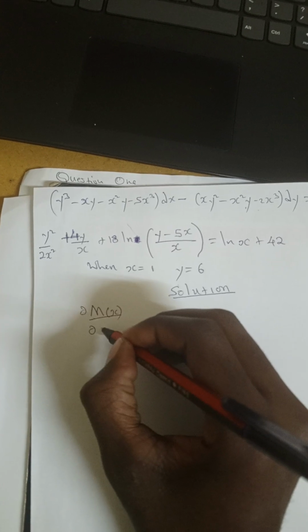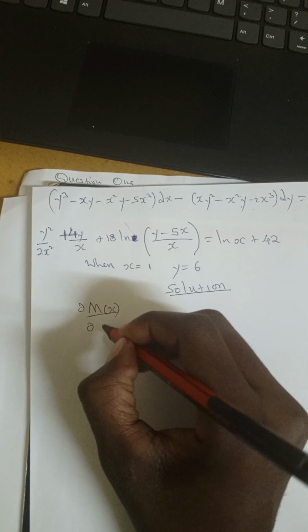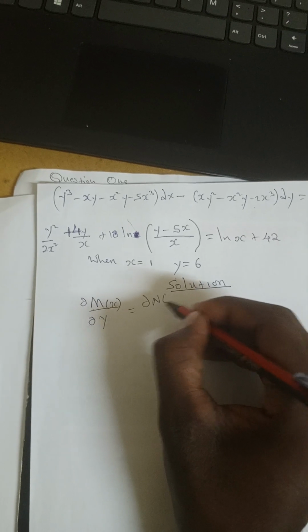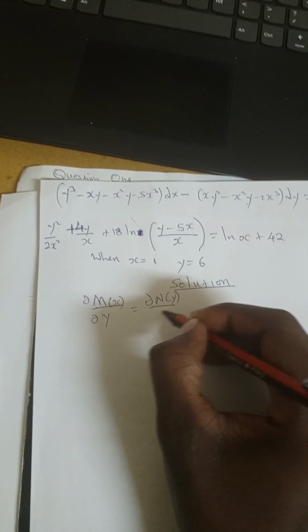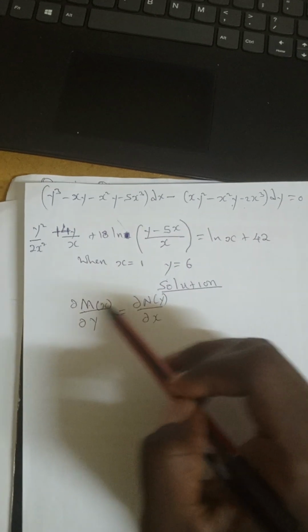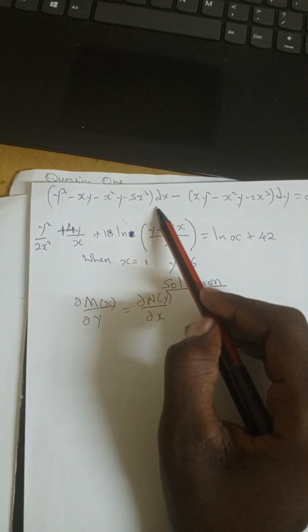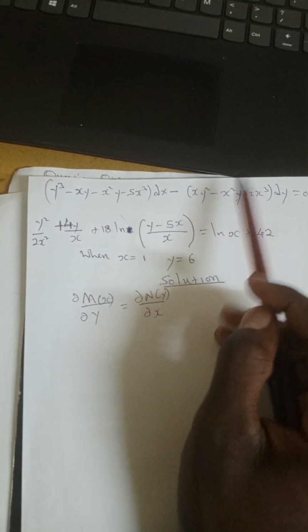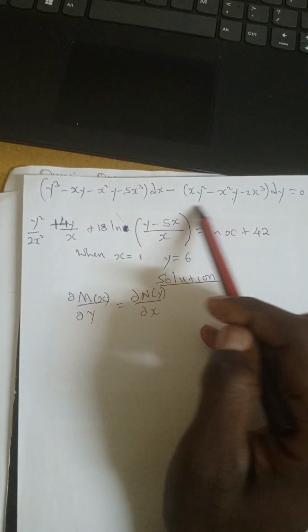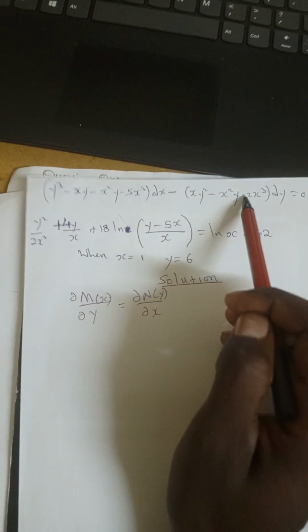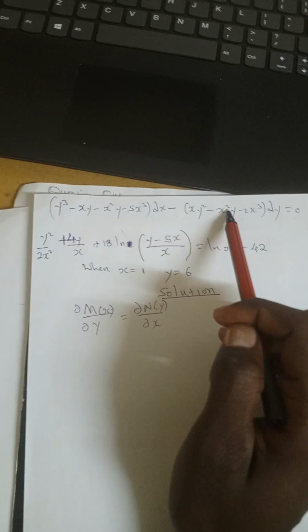We need to find the partial derivative of M with respect to y and the partial derivative of N with respect to x. So the function M, which is carrying dx, we have to differentiate partially with respect to y. And this function which is going with the dy, that's N. We'll differentiate this partially with respect to x.